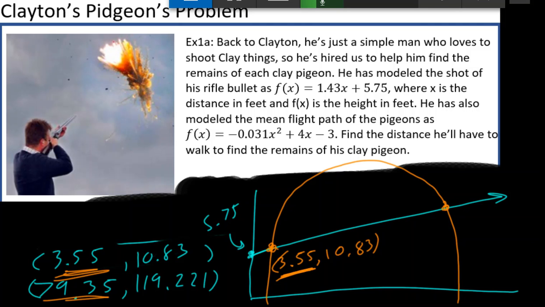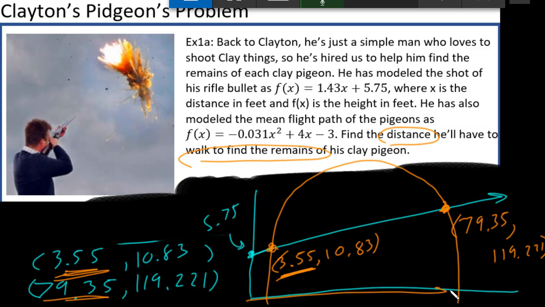But what's the question asking? It says find the distance he'll have to walk to find the remains of his clay pigeon. So essentially we would say if he shot it at this point, he would have to walk about 3.55 feet. Okay, well, what if he shot it at this point? We're saying here that his bullet has traveled 79.35 feet, comma, and the clay pigeon would be at a height of 119.221 feet. And so more or less, if he were to hit the clay pigeon here, he would have to walk this distance. All right, I hope this helps.